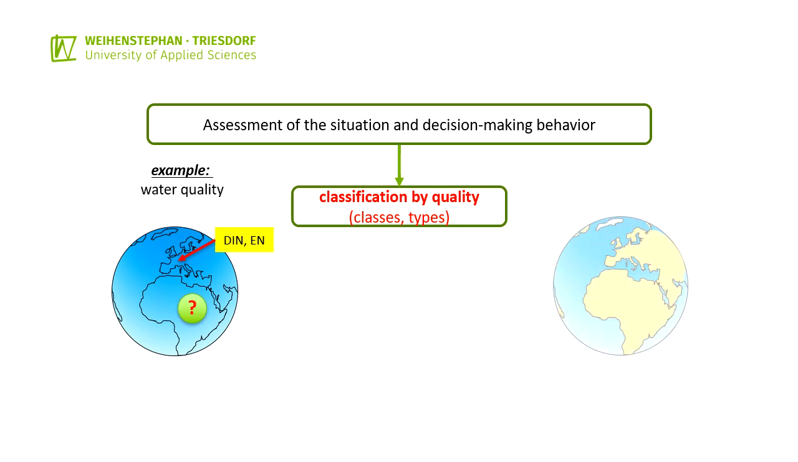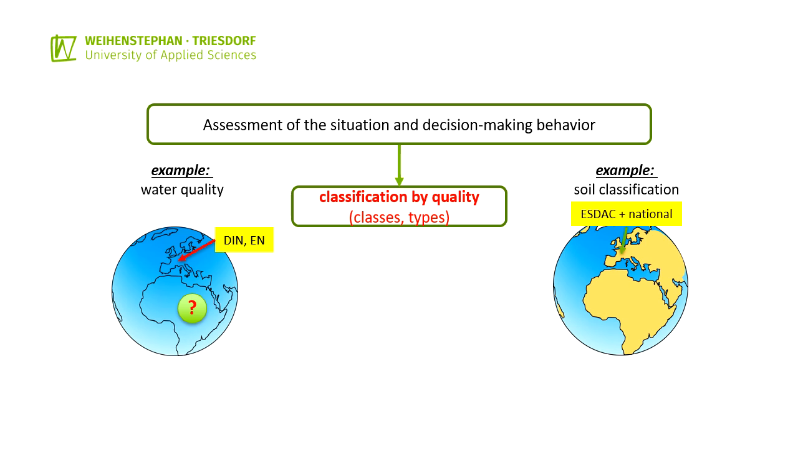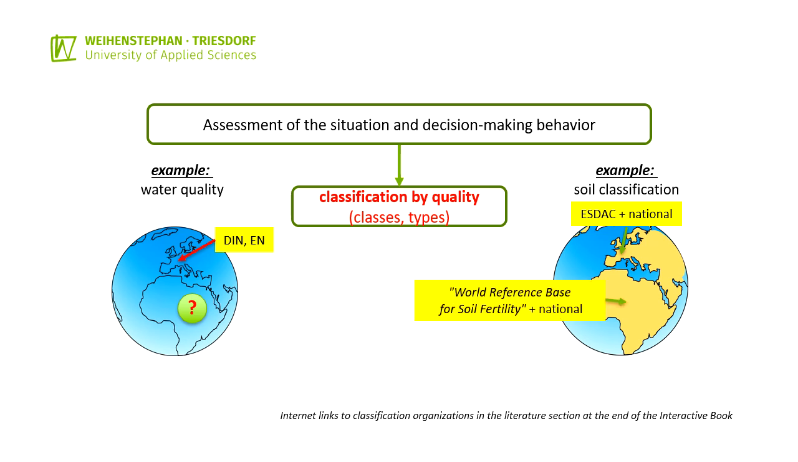The situation is similar with the assessment of soil quality. For Europe, there are specifications from the European Soil Data Center, or ESDAC for short, but these are supplemented or modified even within Europe by national mapping. Internationally, there is sporadic information on soil quality in the World Reference Base for Soil Fertility. However, other countries also generally use their national soil classifications. Water and soil serve here only as examples to illustrate the necessary considerations when developing a measurement concept.